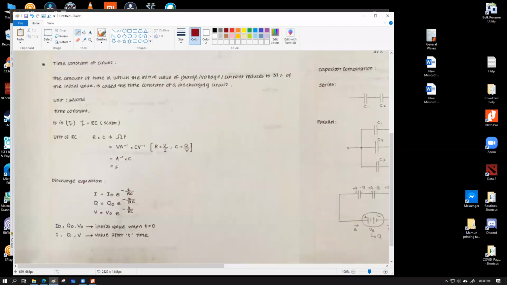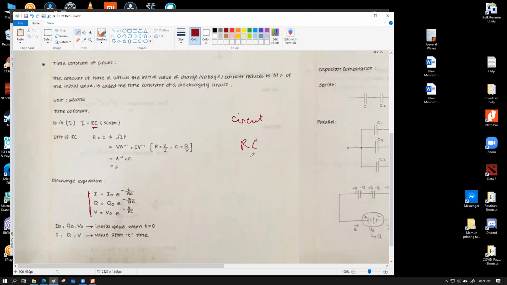Before we actually get into the graph, these are the three discharge equations that we have. Those three graphs that you saw undergo exponential decay following this ratio: e to the power minus t by RC, where RC is defined to be a very specific constant for a circuit, not for the capacitor. It's very important.